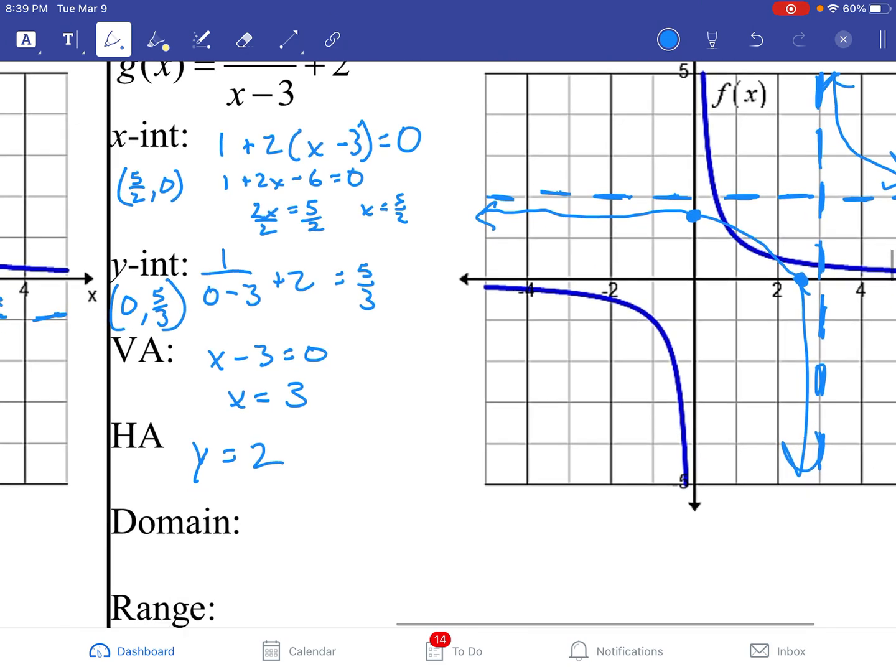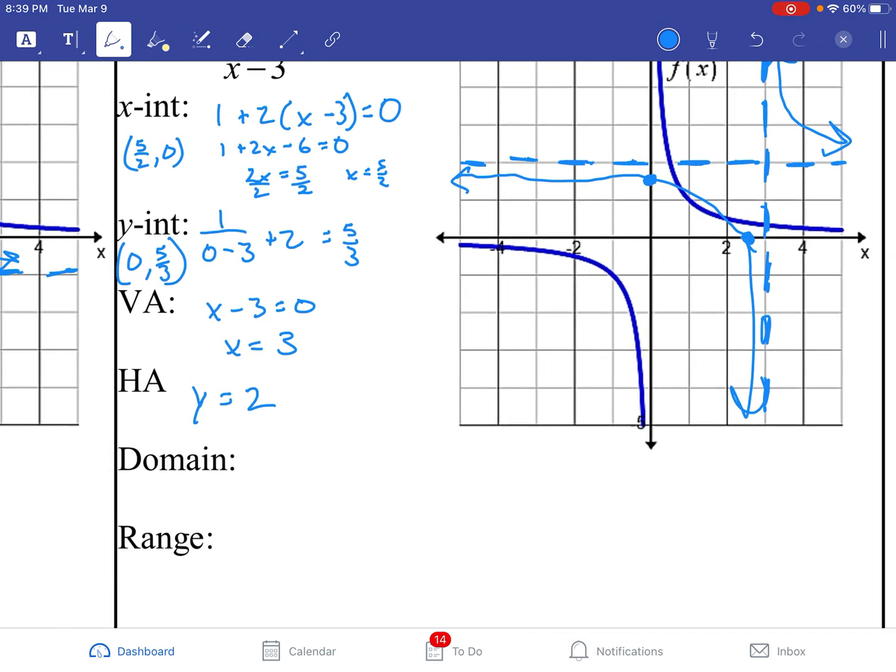All right, so now we have our graph done. We can look at our domain and range. The domain, again, is the x values that exist in the graph. So we start on the left, which is negative infinity, go towards the right until we hit the vertical asymptote at positive 3, jump over it, and go towards positive infinity.